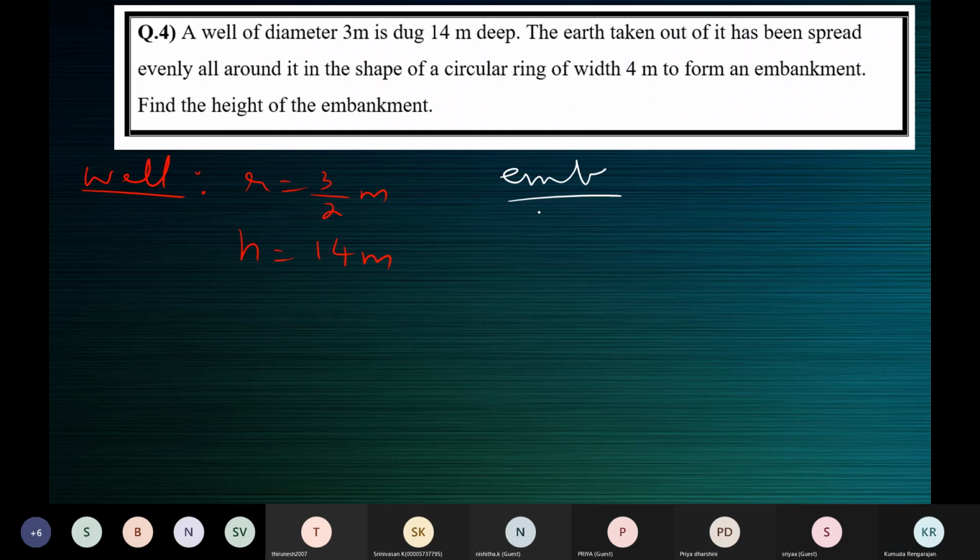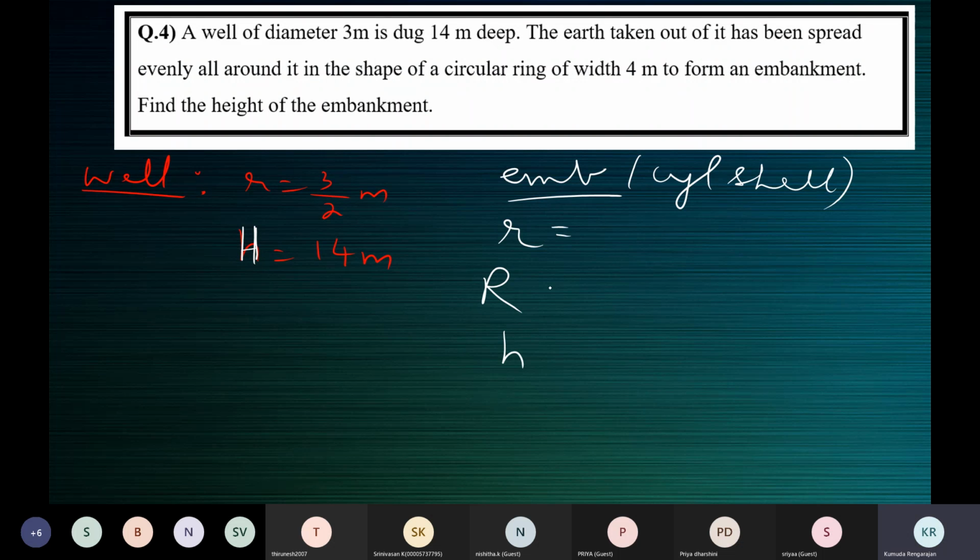Embankment. The embankment is a cylindrical shell, so it will have small r, capital R, and H. Let's call this capital H or H1, and this small h. The inner radius will be equal to the radius of the well, because the embankment is built closely around the mouth of the well. So the inner radius of the embankment will be equal to the radius of the well, 3/2 meters.